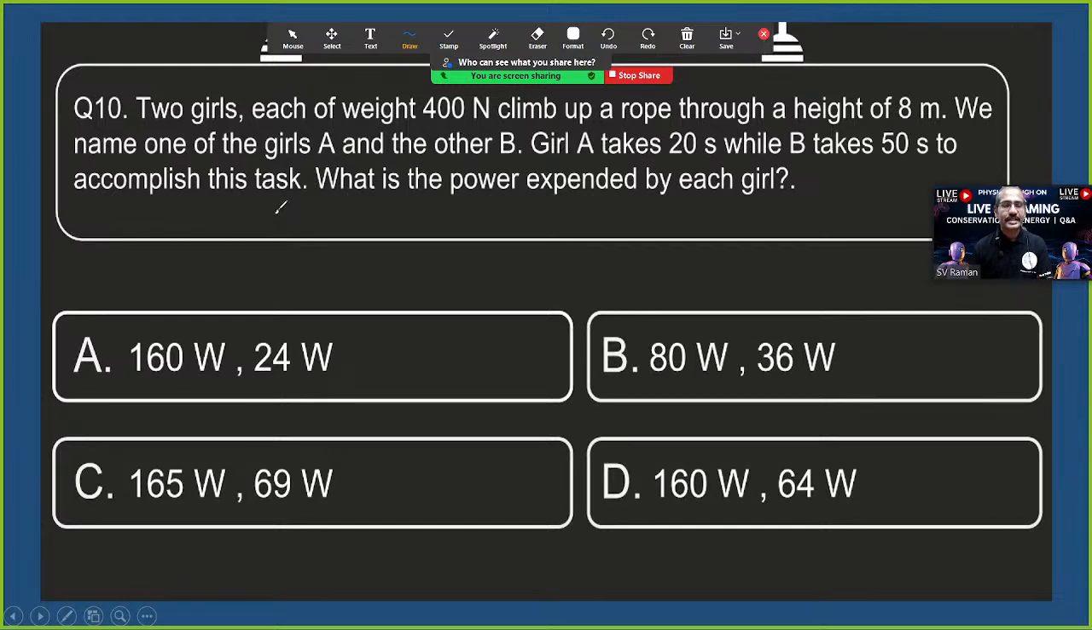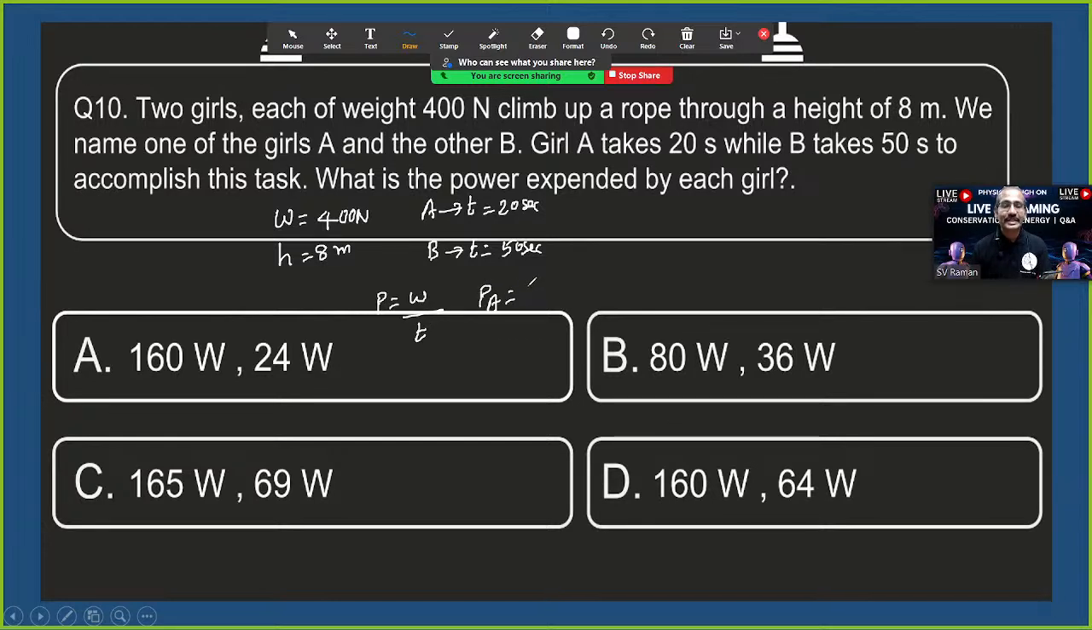So each weight W is equal to 400 newtons, and the height is 8 meters. Now girl A takes time 20 seconds and girl B takes time 50 seconds. So individually we need to calculate power. So power P is equal to work done by time. So the power of each person we can calculate.